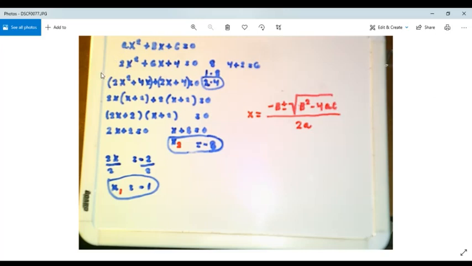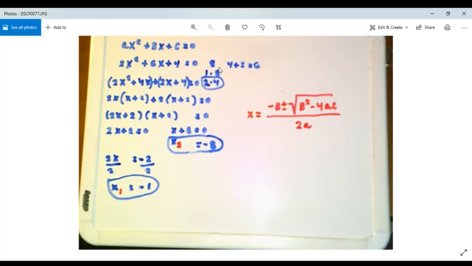There's 2 ways to factor a quadratic. If a is more than 1, as it is in this case, you group them. And so that's done by multiplying a and c. And if we multiply a and c, we get 8.